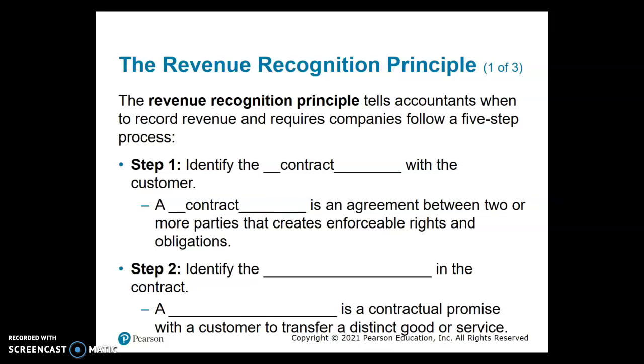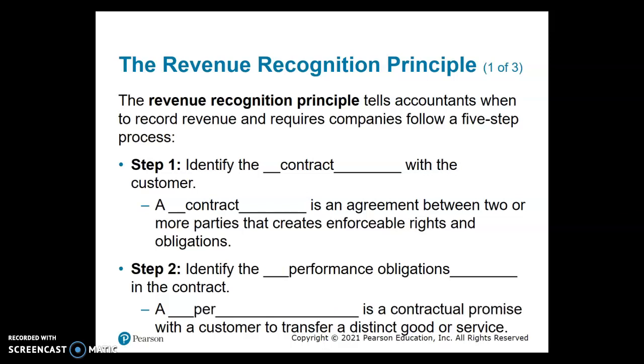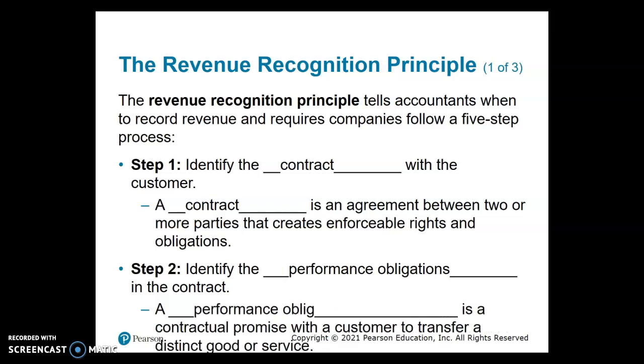Okay, step 2 is to identify the performance obligations. What are we obligated to do for this customer, for this contract? If we're cutting grass, are we obligated to do it once a week, once a month? What is our obligation? What is the price? A performance obligation is a contractual promise with a customer to transfer a distinct good or service.